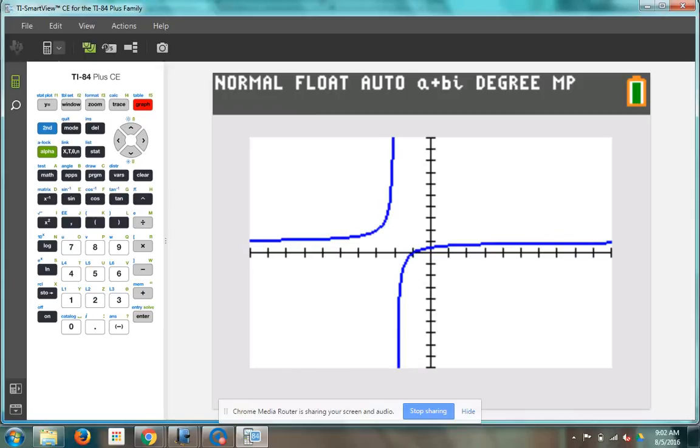Awesome. That's a cool looking graph. It's weird. We're going to get to where we do a lot of work with these this semester. We'll figure out a lot of things about why that looks like that.